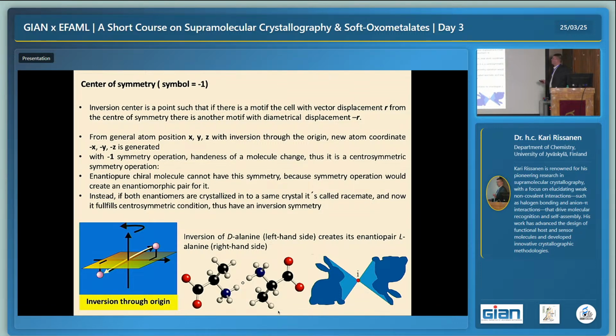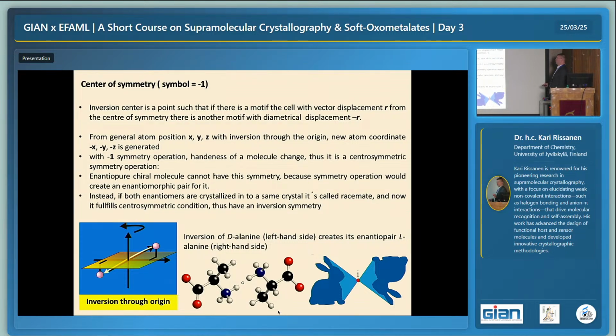So when this symbol appears in the symmetry of the unit cell, then we know that it's not chiral. So there has to be the mirror image. If it's a chiral molecule, it's a mirror image, okay? Then this also at the same time changes the handedness. If the molecule has a handedness like the right hand, then it would become the left hand. That's the idea. And the point is that an enantiomerically pure chiral molecule cannot have this symmetry, because the symmetry operation would create the enantiomorphic pair of it. So that is a very simple statement.